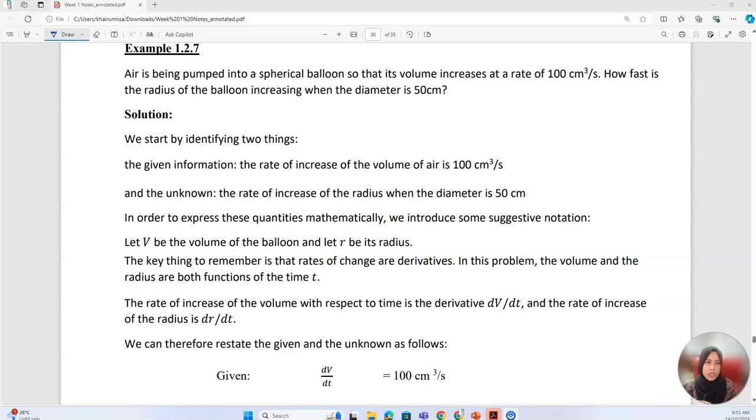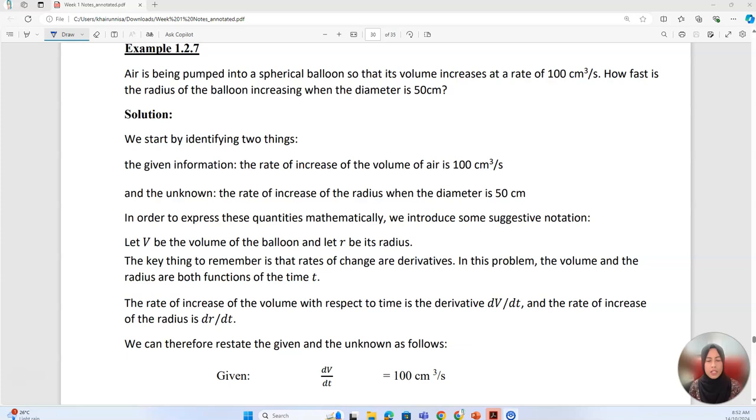Hi everyone, in this video we will look into the example of engineering application of derivative. Okay, let's look at this example. The question said that the air is being pumped into a spherical balloon so that its volume increases at a rate of 100 centimeter cube per second. How fast is the radius of the balloon increasing when the diameter is 50 cm?